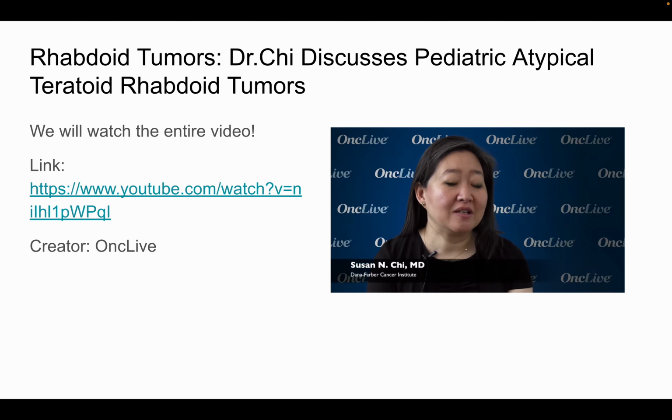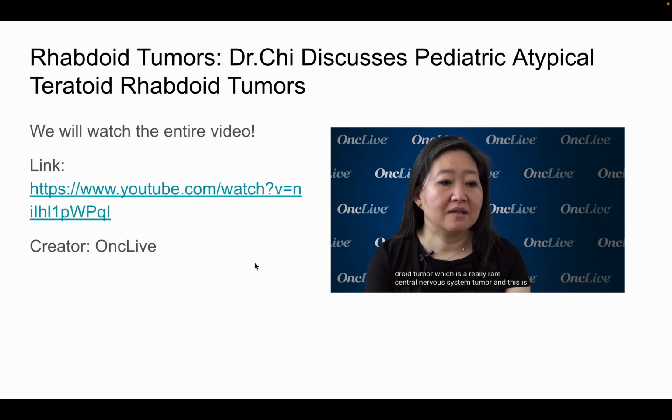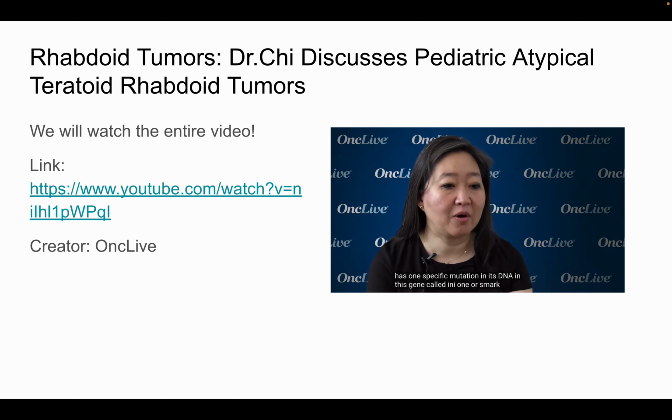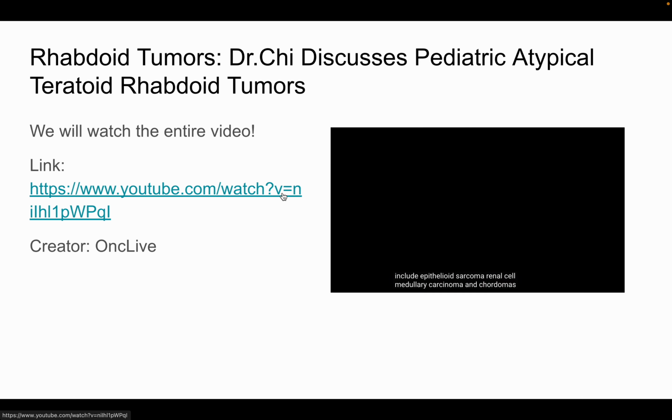So I have a particular interest in patients with atypical teratoid rhabdoid tumor, which is a really rare central nervous system tumor. And this is a tumor that's distinct in that it only has one specific mutation in its DNA in this gene called INI1 or SMARCB1. There are other tumors that have a very similar type of mutation, again, a singular mutation, and those are rhabdoid tumors of the kidney, rhabdoid tumors of the soft tissues, and other tumor types include epithelioid sarcoma, renal cell medullary carcinoma, and chordomas.